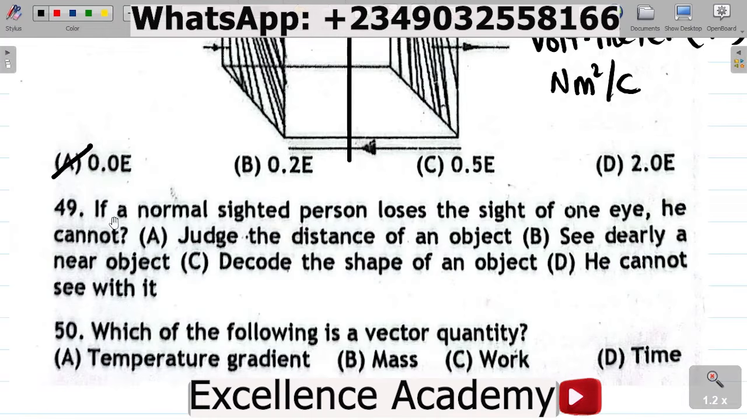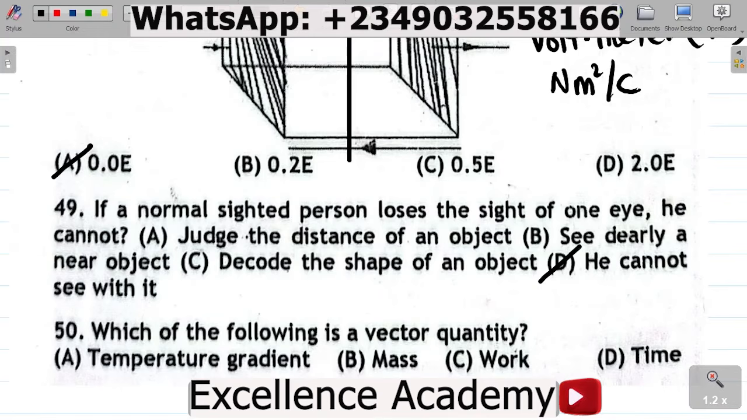Now, if a normal sighted person loses the sight of one eye, then what happens? It's very simple and very clear. The fact now is that he cannot even see with it, talk more of judging the distance or seeing clearly or decoding the shape. He cannot even see with that eye because you've lost sight of that eye. So, of course, the correct option is he cannot see with it.